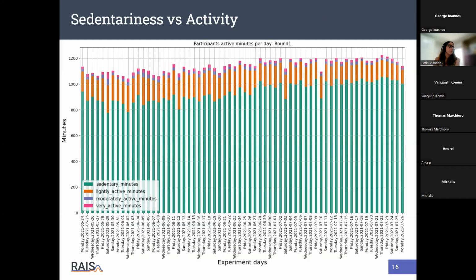Here is also another plot from round 1. Specifically, Fitbit gives us the number of sedentary minutes, lightly active minutes, moderately active minutes, and very active minutes per participant. This is the average of all participants per category per day. It should not exactly come as a surprise that the majority of the participants, or the average, is very, very sedentary. The green color, as you see, really is the majority of the data set, followed by a little bit of lightly active minutes and with very few moderately and very active minutes.